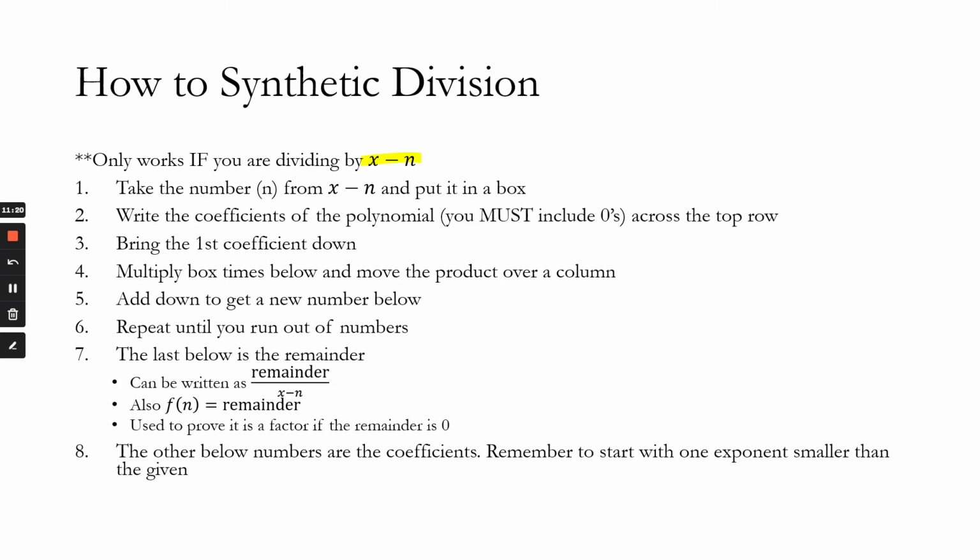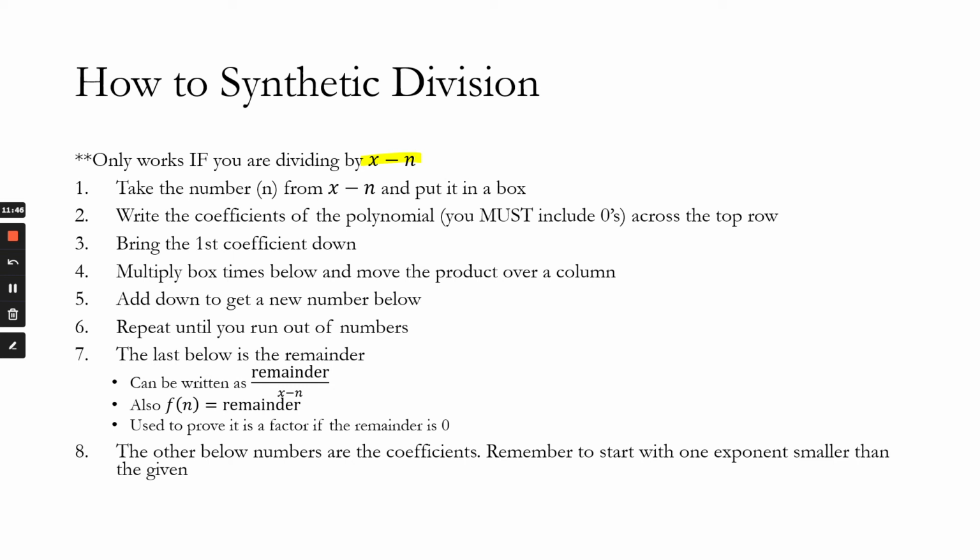So we'll talk about what to do if you don't have an x minus n type thing going on. Now here's the steps, and we'll go ahead and read through the steps, but then I think as you see the example it will make a little bit more sense. So we're only going to take the number from x minus n, and we're going to put it in a box. Then we write the coefficients. You must include zeros across the top row.